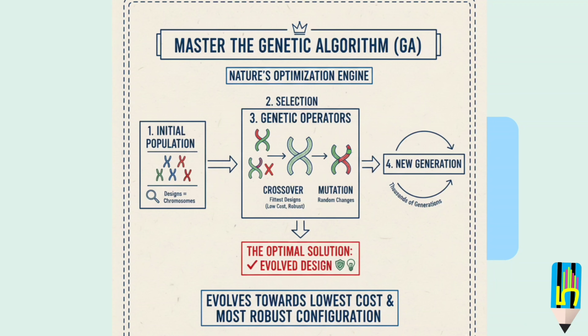A genetic algorithm treats each design option as a chromosome. It selects the best performing designs and then combines them through crossover and randomly changes parts through mutations. Over thousands of generations, the designs naturally evolve towards the lowest cost and the most robust configuration.